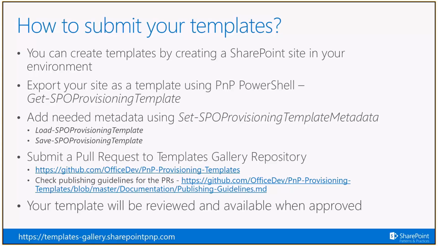The PnP file, however, does not contain all of the needed metadata for the template by default. So you're able to use the Set-SPOProvisioningTemplateMetadata method or cmdlet, or you're able to also load or save existing metadata using the Load-SPOProvisioningTemplate or Save-SPOProvisioningTemplate. Right, Paolo? Exactly, and you can play in memory within PowerShell with the template so that you can customize any settings that you need to change or to set before submitting your template to the gallery.